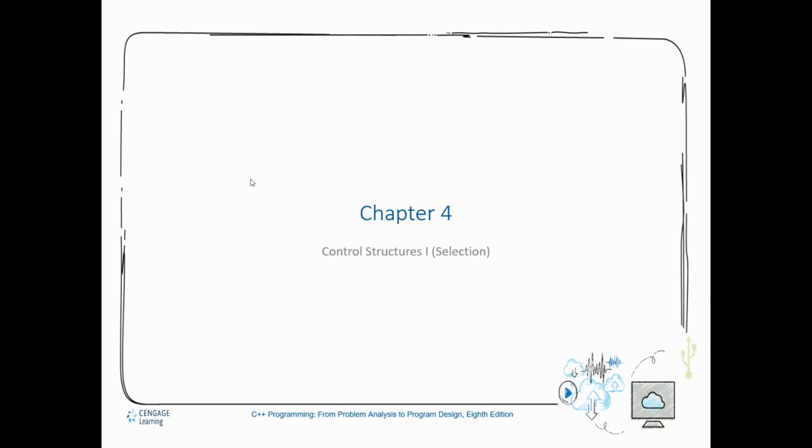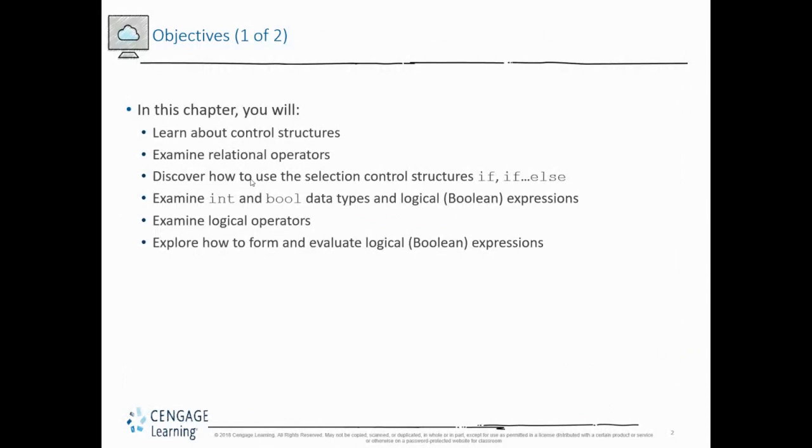All right. So as always, I won't go slide by slide. I'll just kind of talk about things as I see them, and mainly it's the first 2 or 3 slides that I'll be talking about rather than every slide, because it says in this chapter, you will learn about control structures, examine relational operators, discover how to use the selection control structures if else, examine int and Boolean data types and logical Boolean expressions, examine logical operators, and explain how to form and evaluate logical expressions. That's part of the objectives for this particular chapter.